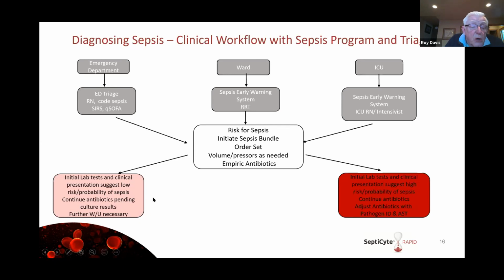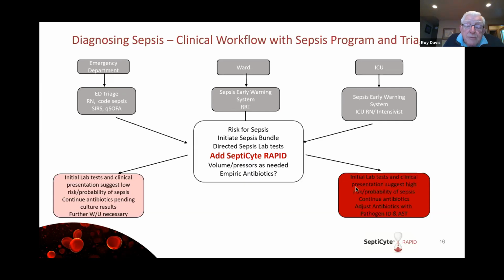Those patients who have a low risk of sepsis based on the initial lab tests are either started on antibiotics or tested further to decide whether they should be treated or further workup is necessary. And the second group is those patients who have abnormal initial lab tests suggesting sepsis, who are usually admitted, started on antibiotics early, and monitored, awaiting culture results and pathogen identification and antibiotic sensitivity testing. We see the addition of Septicite Rapid to that initial sepsis bundle adds a confirmatory process and impacts the initiation of antibiotics and the appropriate diagnosis.